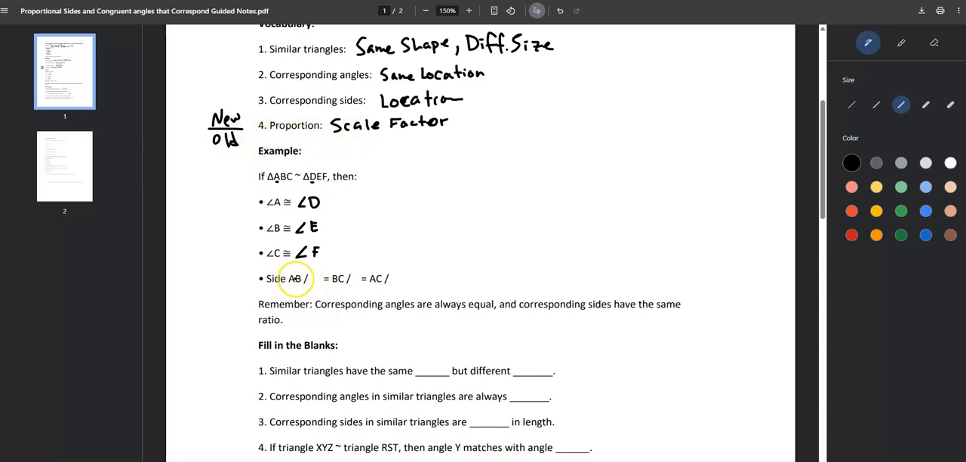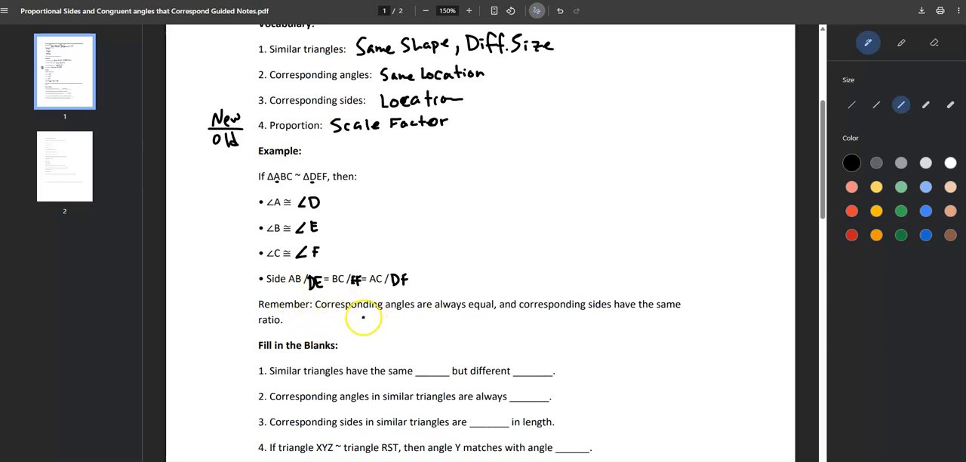So if I take the side length from AB and divide it by the corresponding side length, AB would correspond with DE. When I divide those, it better be equal. So this scale factor better be equal to BC over EF, and it better be equal to AC over DF as well. So meaning that when I divide this, if it gives me 2, then all of them have to give me 2. If it gives me 0.5, they all better give me 0.5. Okay?